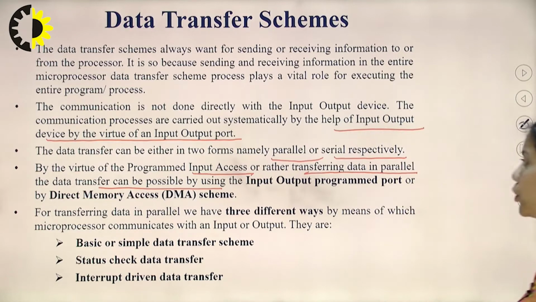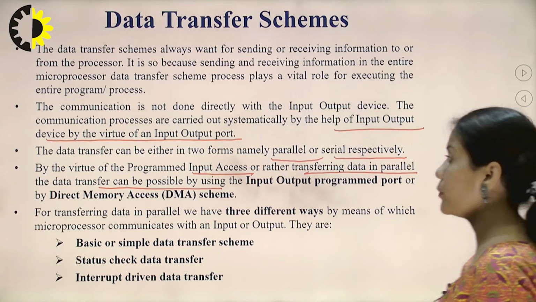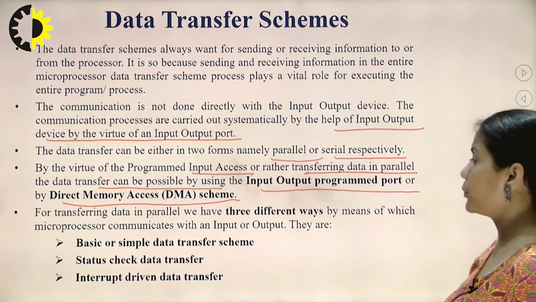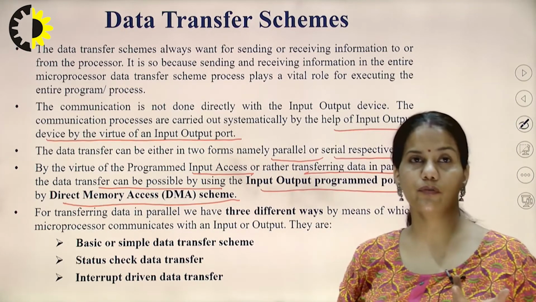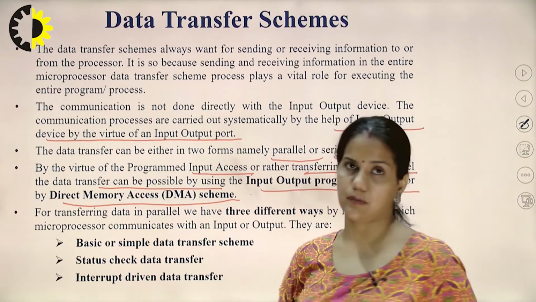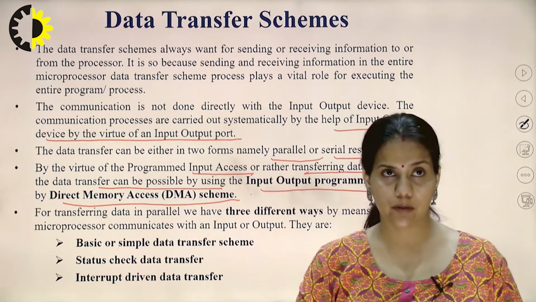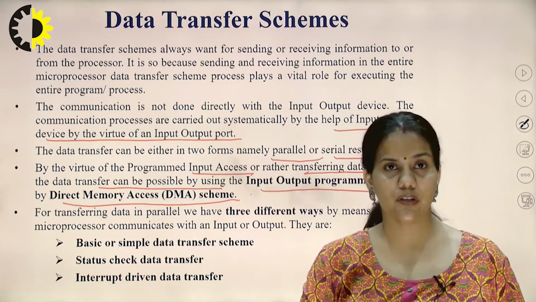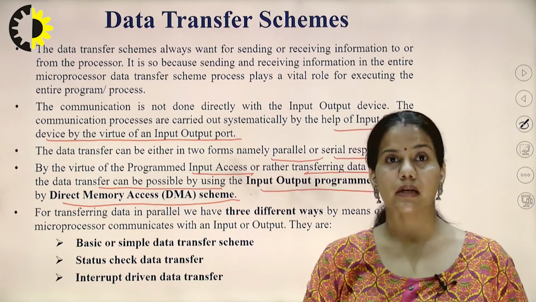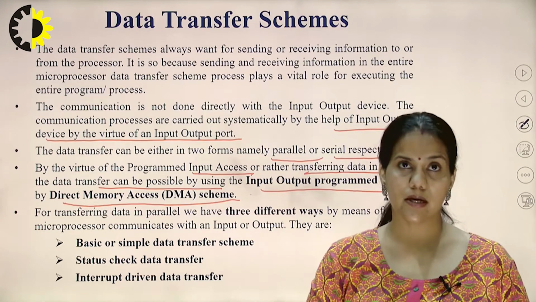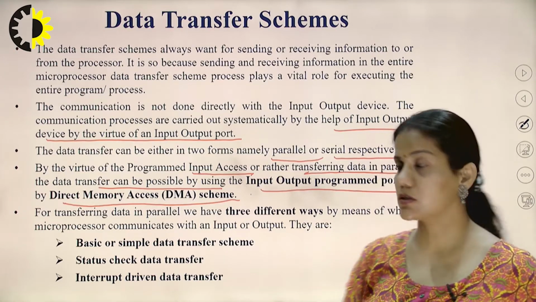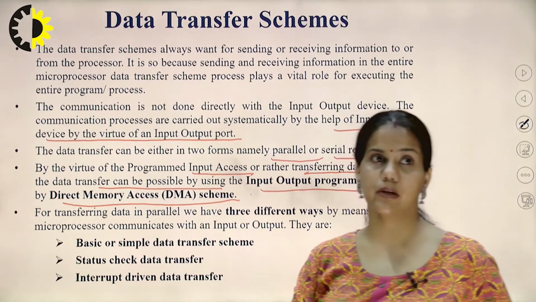For transferring data in parallel, the data transfer is possible by using the input-output programmed port or the direct memory access scheme. The input-output programmed port is a simple way of sending or receiving data. Another one is the direct memory access scheme. For this, we need a DMA controller. But this scheme is very beneficial when we want to transfer a bulk of data, because the transmission takes place between the peripheral device and the memory directly, without the intervention of the CPU. So this is a very effective scheme in case of bulk transfer.